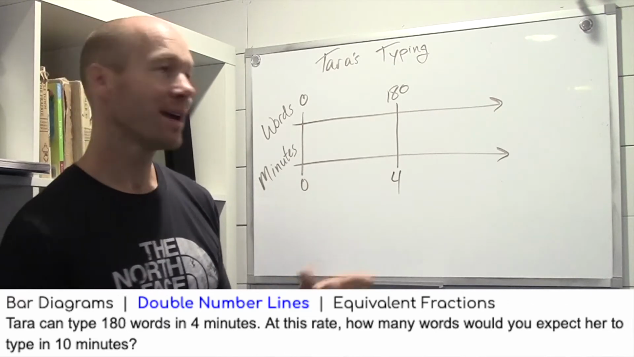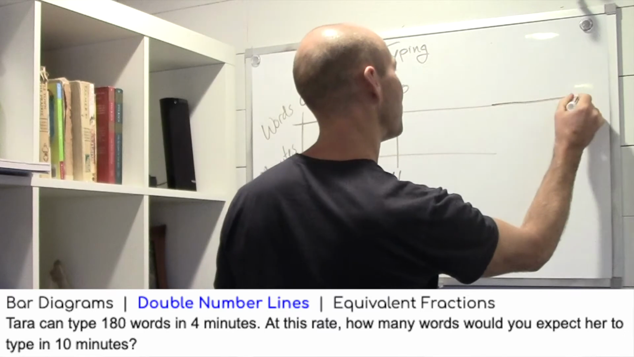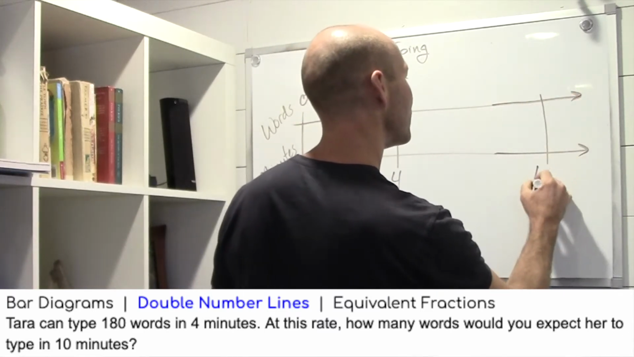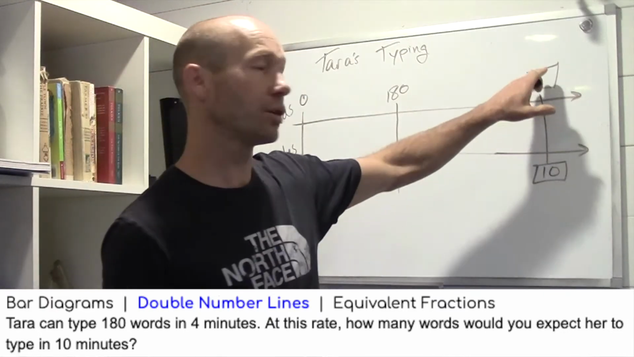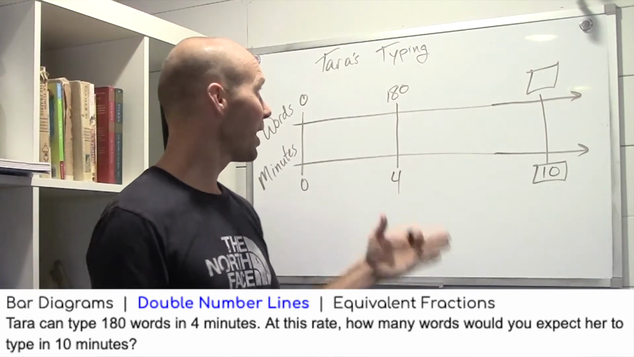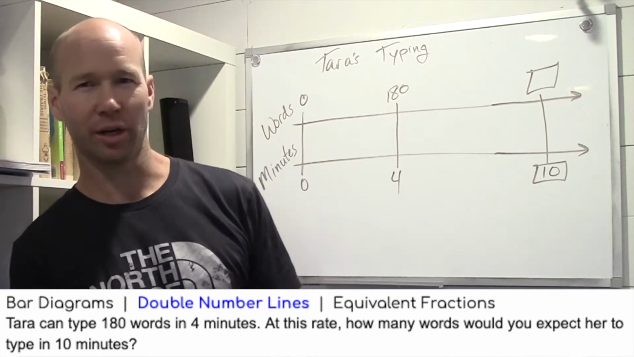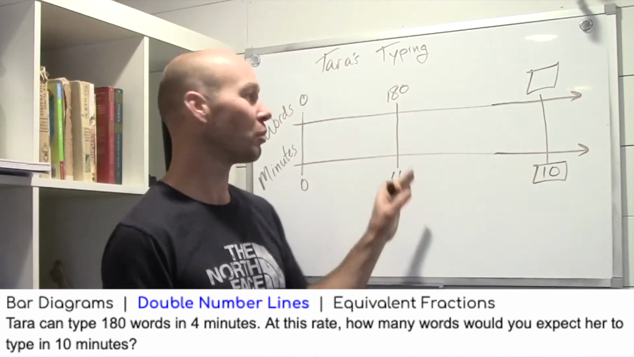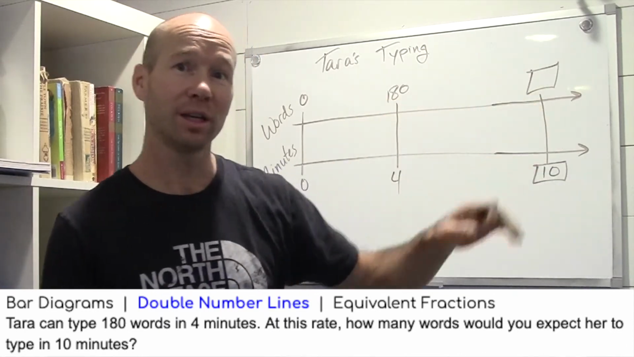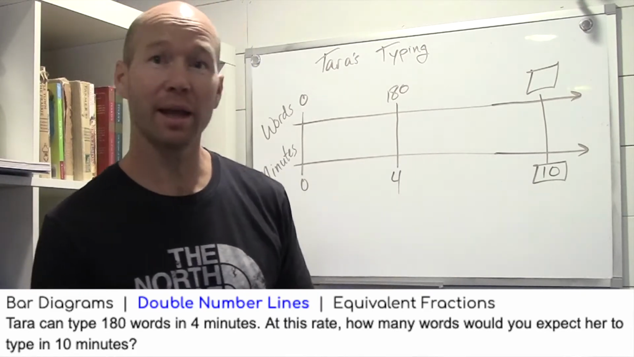The question is, how many words is she going to do? I'm going to make this a little longer to make it a little bit more the right look. How many words is she going to type in 10 minutes? Well, in order to find that out, I cannot multiply 4 times something to get to 10. Actually, I could. So if you can figure that out, you can just multiply 4 times something equals 10, and 180 times something equals 1.